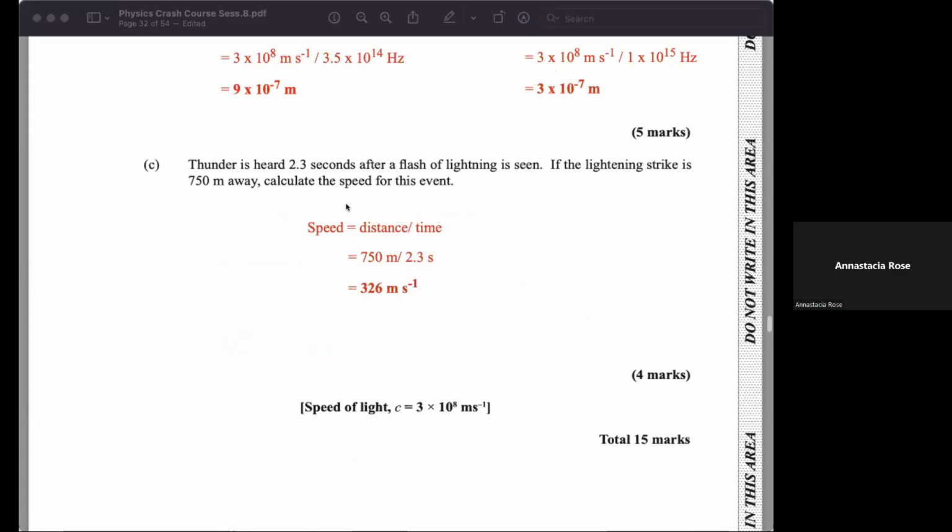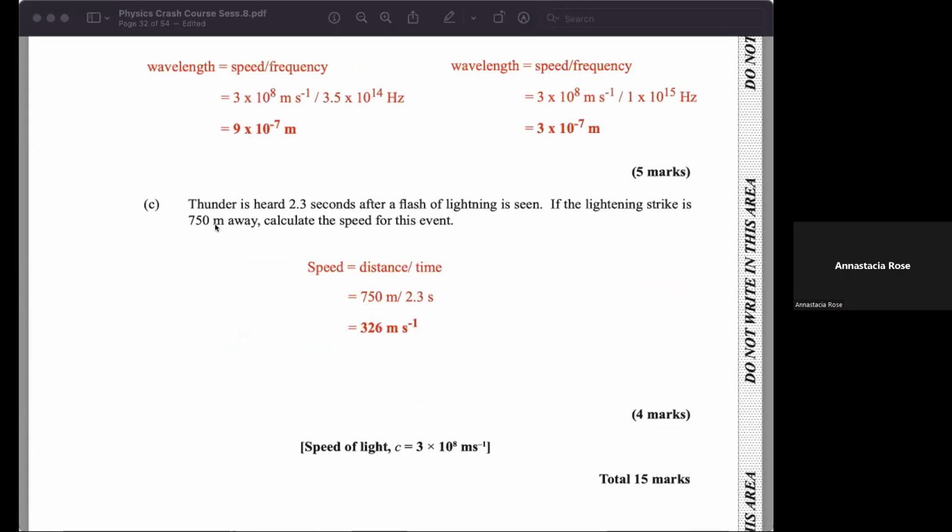Now if the lightning strikes, then you use the formula speed is equal to distance over time. The distance is 750 meters divided by the time, 2.3 seconds, and that gives us a value of 326 meters per second. Right? And this is pretty close to the accepted value of the speed of sound in air. It's about 330 meters per second.